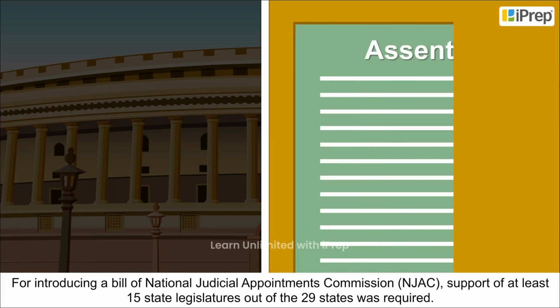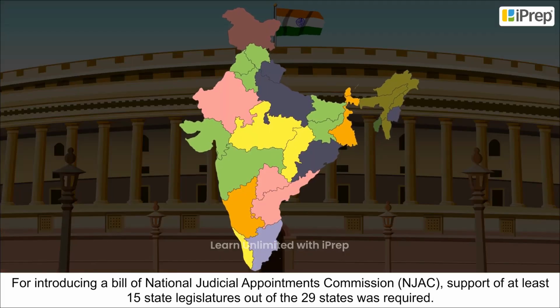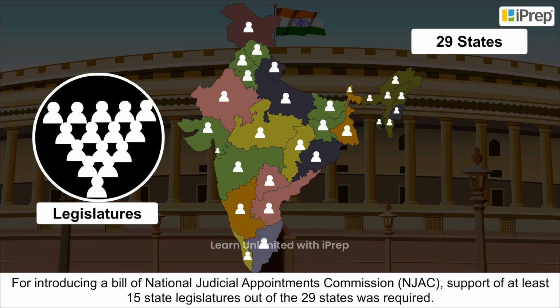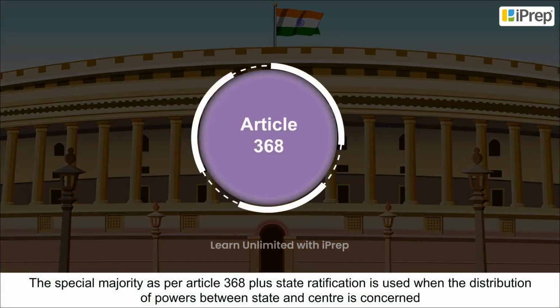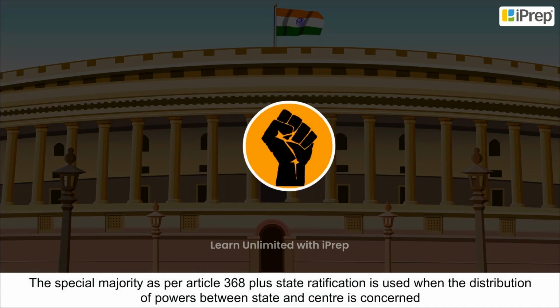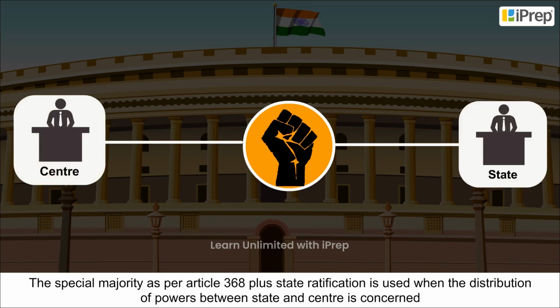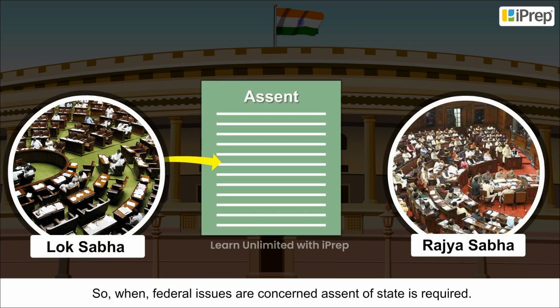Example, for introducing a bill of National Judicial Appointments Commission, NJAC, support of at least 15 state legislatures out of the 29 states was required. The special majority as per Article 368 plus state ratification is used when the distribution of powers between state and center is concerned. So, when federal issues are concerned, assent of state is required.